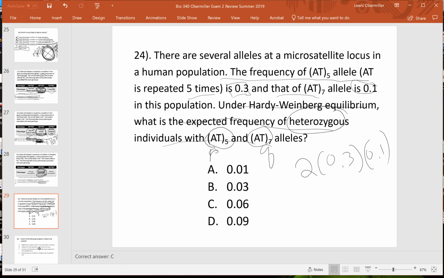2 times, oh shoot, I did that wrong. 2 times 0.3 times 0.1 equals 0.06, so it's this C.